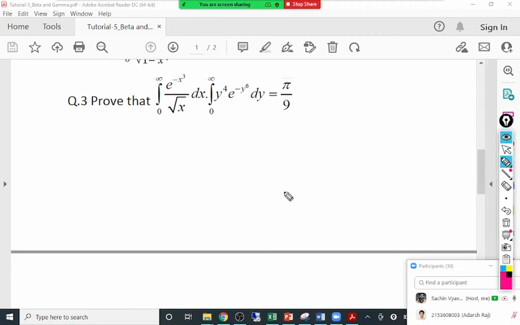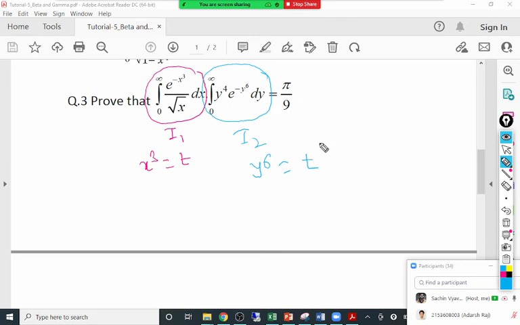Say the first integral is I1. What should be the substitution for this I1? Sir, x cube equal to t, correct. And then we have one more integral, say this is I2, and for I2 we can simplify with the substitution y raised to 6 equal to t. Can anyone tell me the values you got for this I1 and I2?